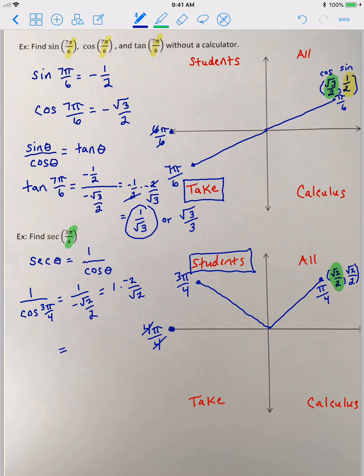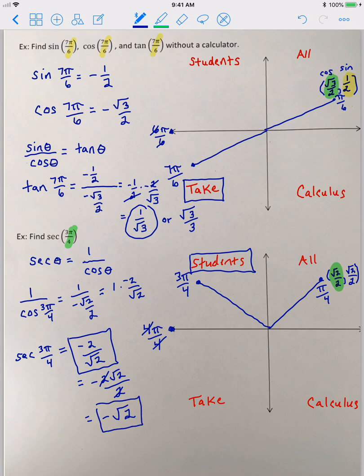So my final answer here for the secant of 3 pi over 4 needs to be negative 2 over root 2, or you're allowed to rationalize that denominator if you want. That would give you negative 2 root 2 over 2 if you rationalized it, and those would cancel. So it could simplify to negative square root of 2. I'm okay if you leave your answer without being rationalized, or I'm also okay if you leave your answer as negative square root of 2.